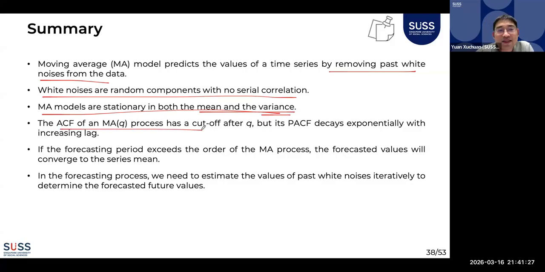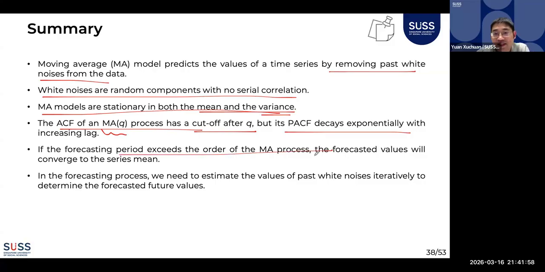When we look at the ACF of a stationary time series, if the ACF has a cutoff after lag q, but the PACF decays exponentially with increasing lag, meaning there is no cutoff in the PACF, then we can consider using an MA(q) model to fit your stationary time series.